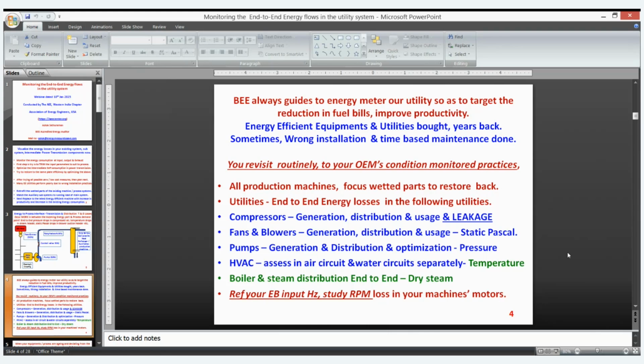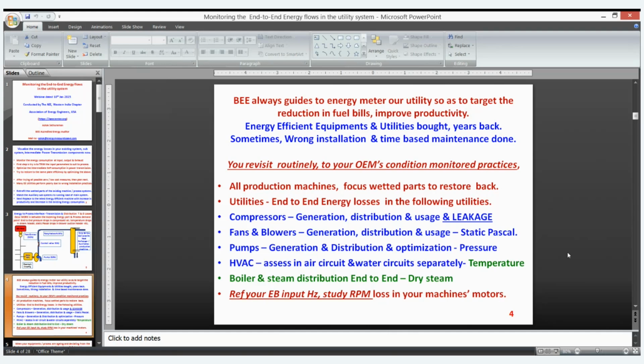Yeah, okay. So the Bureau of Energy Efficiency guides the consumers to have the energy meter to target the input fuel bills, either electricity or thermal fuel. But some of the energy efficient equipments which were bought earlier, a few years or a decade back, suffer from wrong installation practice and time-based maintenance. These are all the areas we can look into, and how to improve from time-based maintenance to condition monitored maintenance. That is the area where we are trying to look.